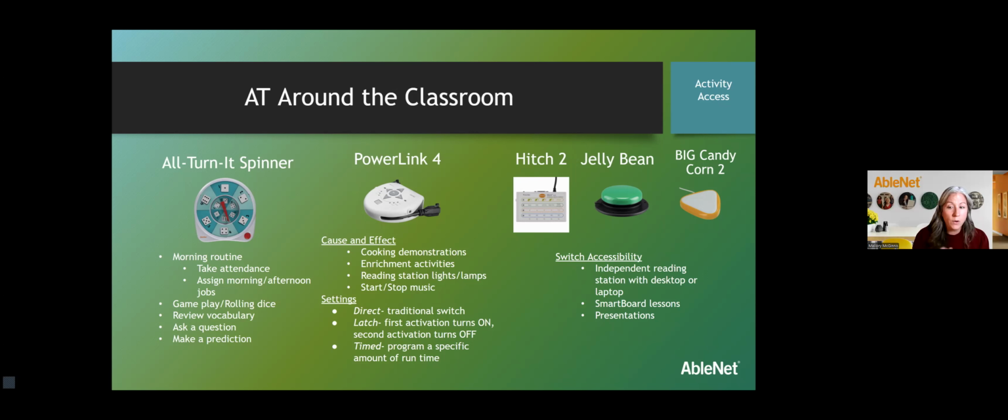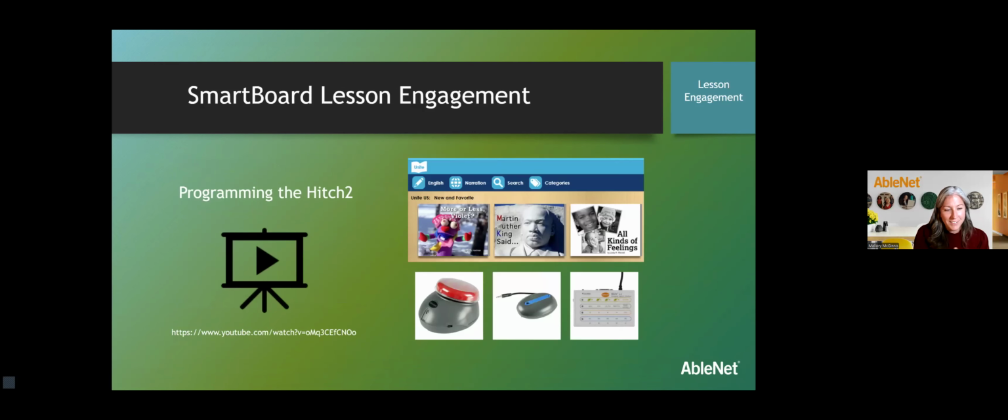The Hitch 2, though, is really great because it allows activities on the computer or maybe on the smart board to become switch accessible. And by that, I mean, in this example, using the Hitch 2 at maybe an independent reading station, or you have a book pulled up online and you want students to be in charge of reading it, and then you want students to be in charge of turning the page on the book or changing the slide on the PowerPoint, whatever it is that you're using. This is where the Hitch 2 becomes really helpful.